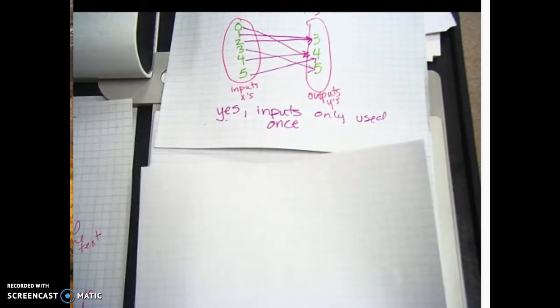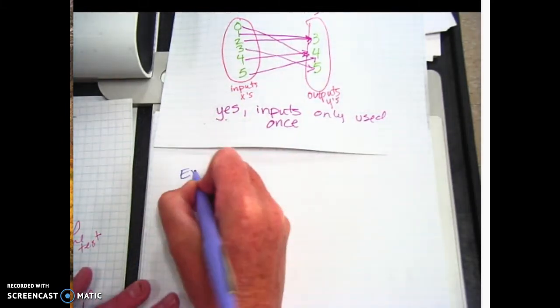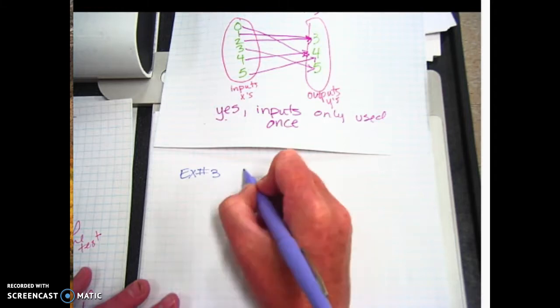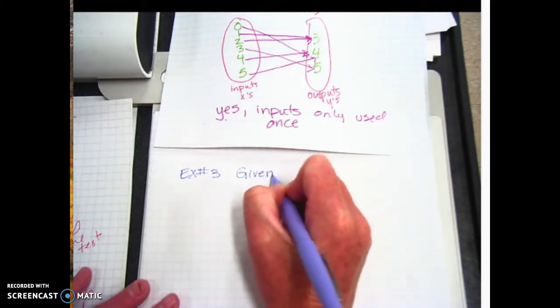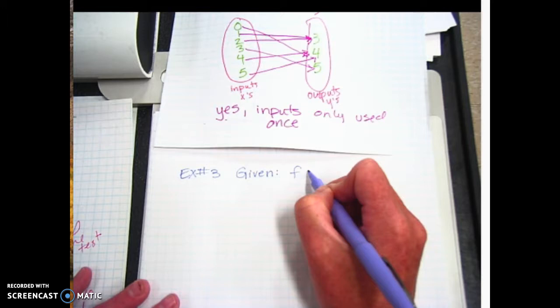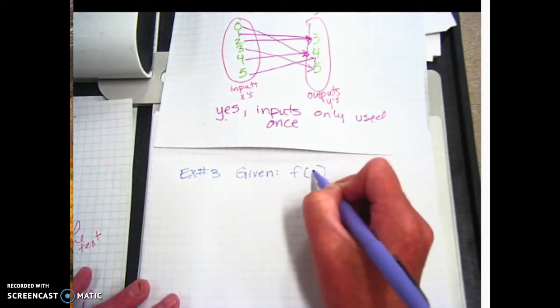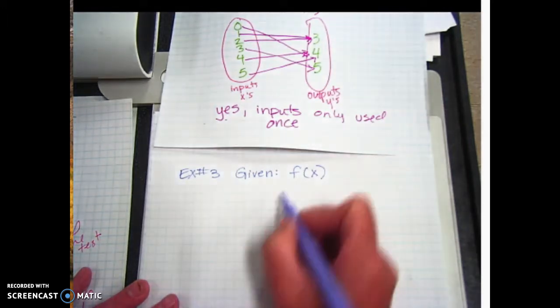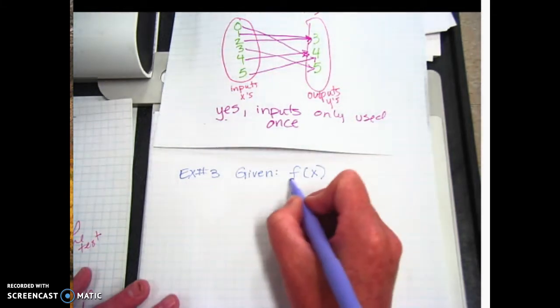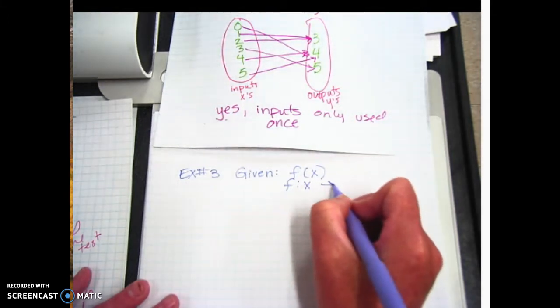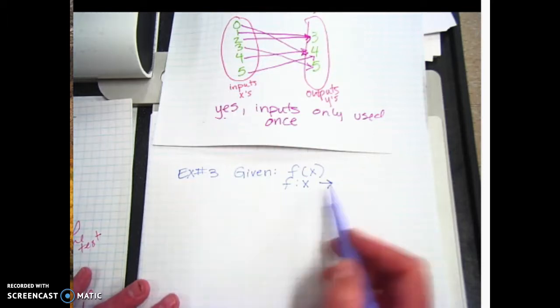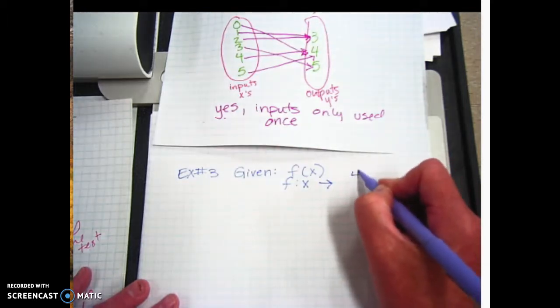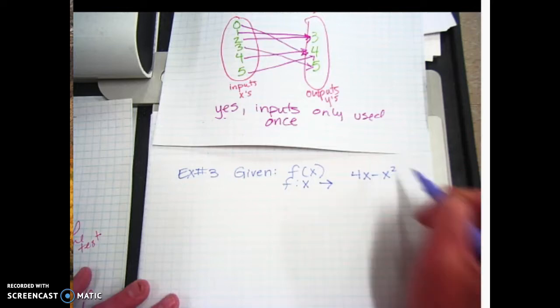All right, I'm going to move this up. Anybody still need to see it? We're good? All right. Another kind of problem you're going to see on the assignment is like example number 3. We're going to be given a function. We'll call it f of x. Sometimes you see it like this, sometimes you'll see it like this. Either way, this means the same thing. The function is 4x minus x squared.